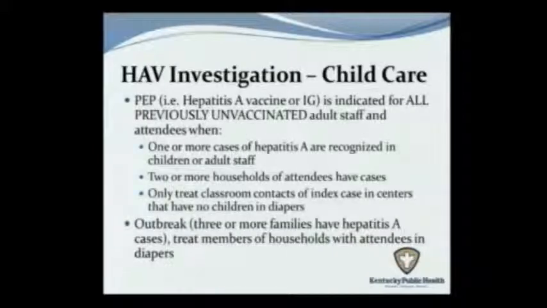For childcare, PEP is indicated for all previously unvaccinated adult staff and attendees when one or more cases of Hep A are recognized in children or adult staff, or 2 or more households of attendees have cases, and you only need to treat the contacts of the index case in centers that have no children in diapers. And for an outbreak, we consider that 3 or more families have hepatitis A. Treat members of the household with attendees in diapers.